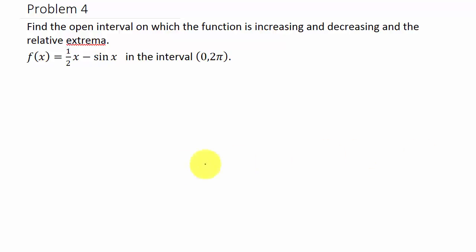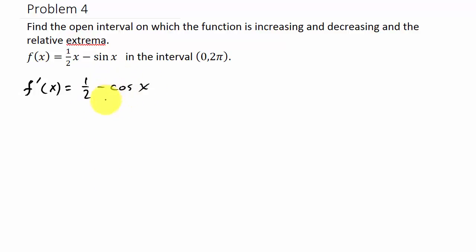All right, so here's the fourth video on finding where a function's increasing, decreasing, and finding relative max and mins. So find the open interval where the function is increasing and decreasing and the relative extrema. To find where it's increasing and decreasing, remember we take the first derivative, set it equal to zero, and find the critical numbers. So I get f prime of x is equal to 1/2 minus cosine x.